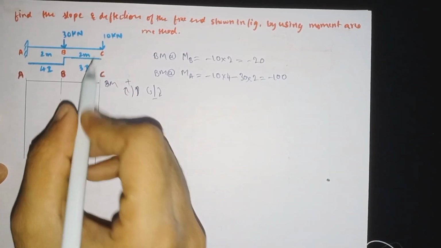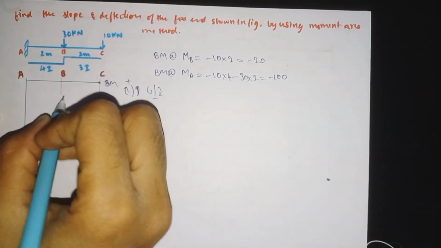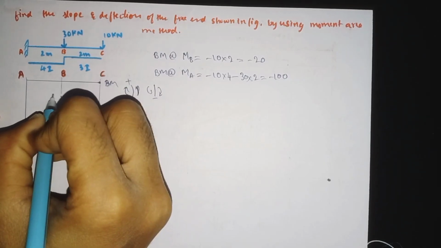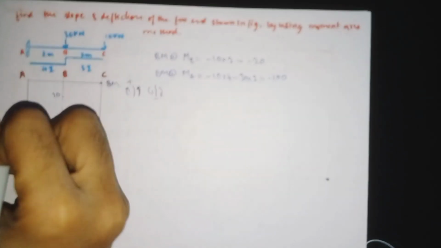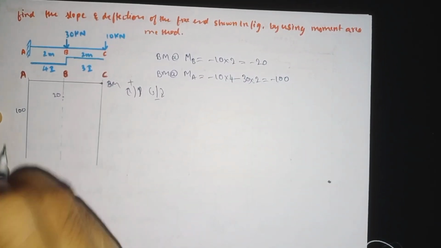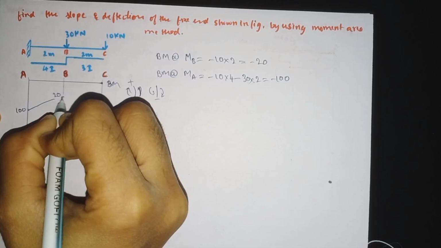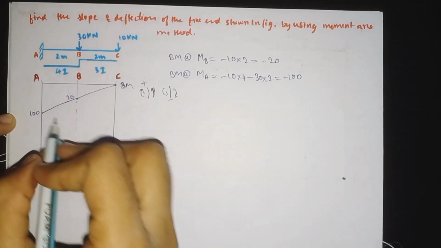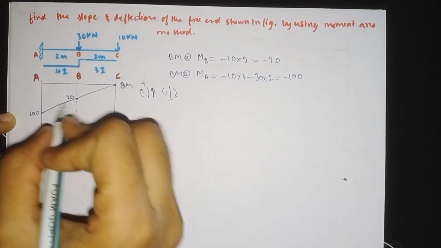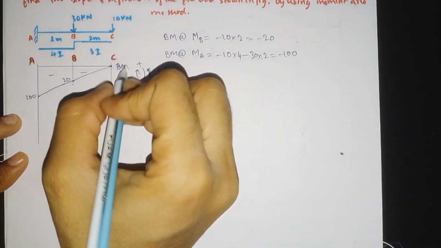Here at point C, this is the free end, so at the free end the bending moment will be 0. At B we have the value minus 20. Minus means it comes here. It is 20. And at point A we have the value minus 100. Minus means it comes here. So now join the points. The bending moment diagram will be a straight line like this. From here to here also it is again a straight line. This is also negative, this is also negative. This is how we need to draw the bending moment diagram.